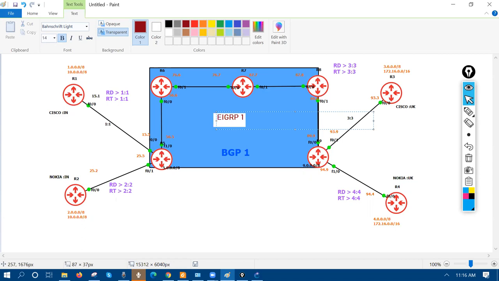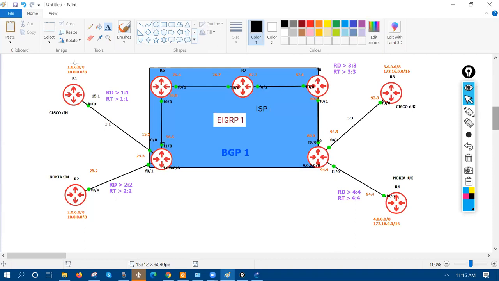Same way, this site, this customer. I'll tell you what the topology is right now. This is the ISP network, a complete service provider network. In the service provider, we have two customers. Customer number one is Cisco India, and at the same time we have Cisco UK. We have Nokia India and Nokia UK. So there are some customer routes. Cisco India has some customer routes and Cisco UK also has some, and Nokia India and Nokia UK have some customer routes too.